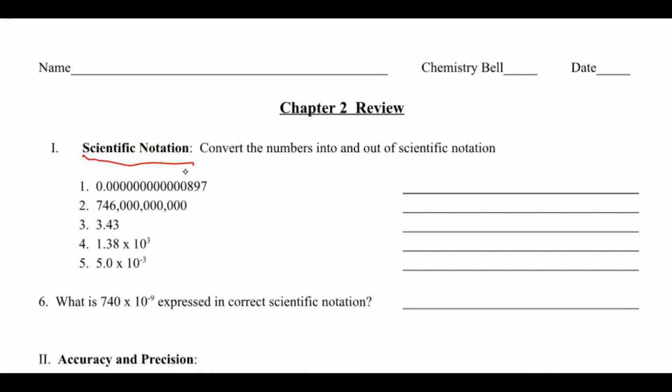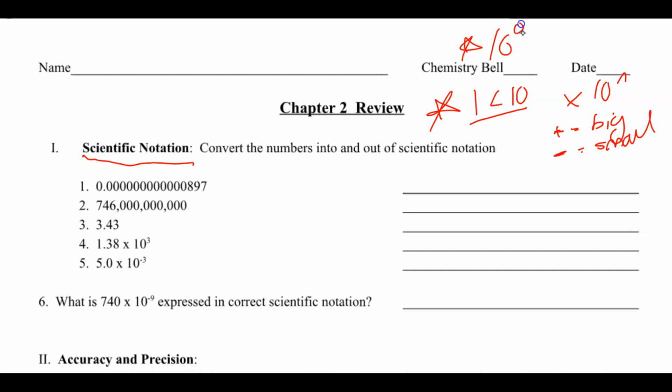We're going to convert numbers into and out of scientific notation. So a couple quick reviews. Our number should be bigger than 1 and less than 10, and we should write it times 10 to some power. Positive exponent equals a big number. Negative exponent equals a really, really small number. And also remember, 10 to the 0 power equals 1. We might need to use that sometimes.